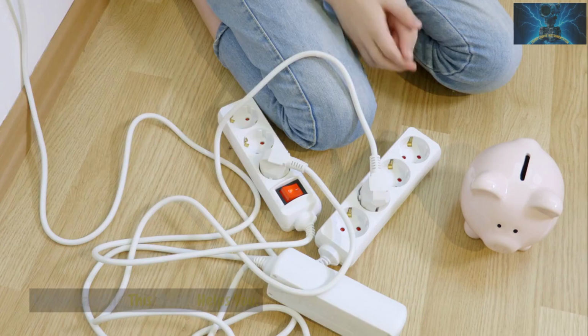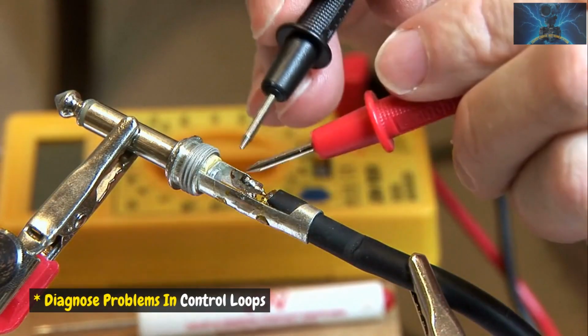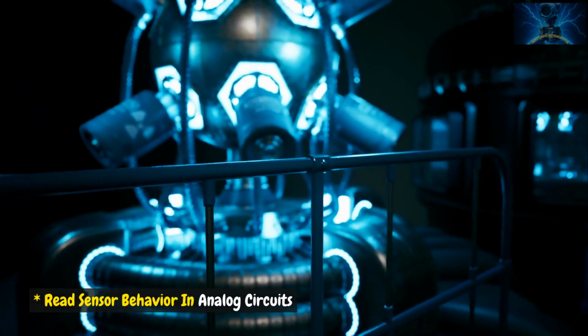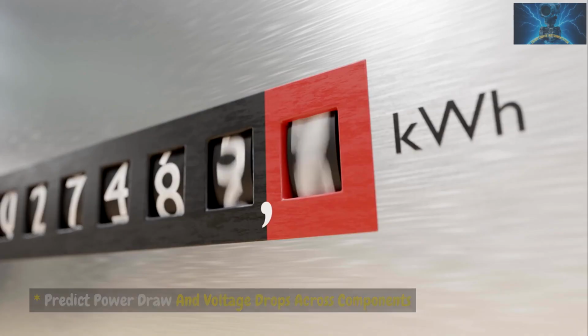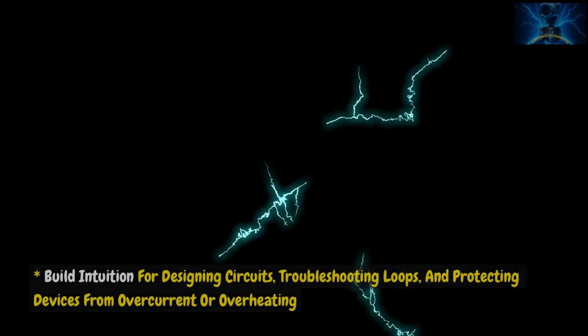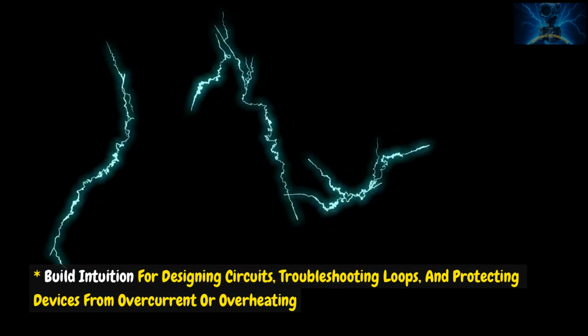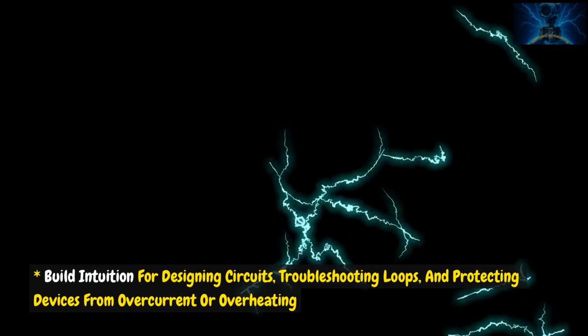Why this matters. Understanding this model helps you diagnose problems in control loops, read sensor behavior in analog circuits, predict power draw and voltage drops across components, build intuition for designing circuits, troubleshooting loops, and protecting devices from overcurrent or overheating.